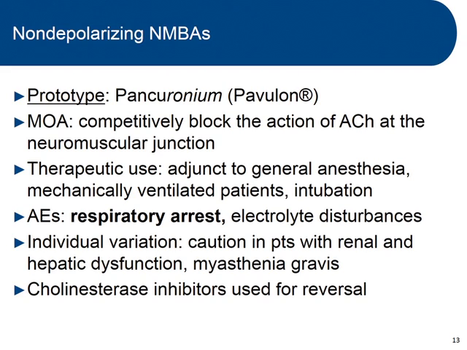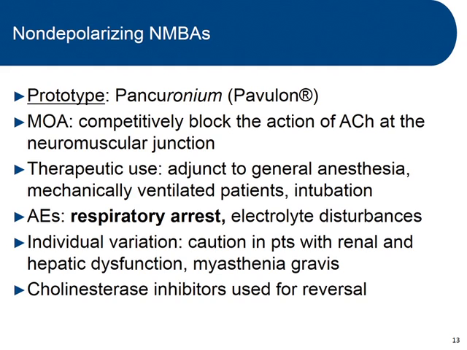So when I start to talk about the actual drugs, it'll make sense to you why they work the way they do. There are two types of neuromuscular blocking agents: non-depolarizing and depolarizing. First, I'm going to talk about non-depolarizing neuromuscular blocking agents. The prototype drug here is pancuronium. The mechanism of action of pancuronium is that it competitively blocks the action of acetylcholine at the neuromuscular junction. And remember, that's part of the somatic nervous system that causes voluntary movements.